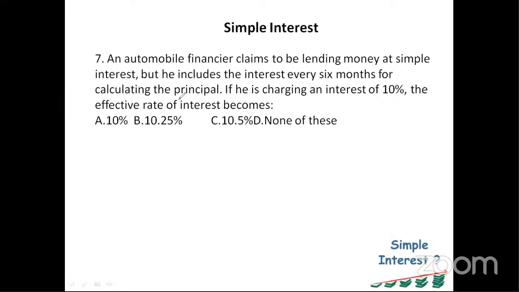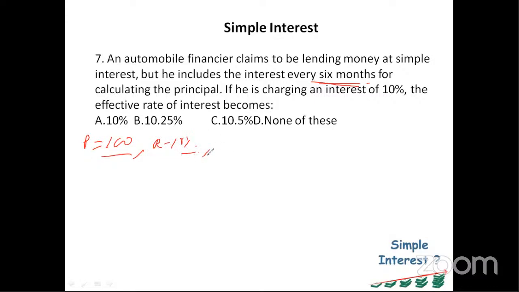Here, what is happening? Actually, he is not charging only simple interest. After 6 months, he is increasing again by 10%. So let us try to observe what is happening here. Two cases are there: the first 6 months, and then after 6 months it changes. What is the principal? Let us assume the principal as 100 rupees, because it is not given. Initially, the rate of interest is 10%.